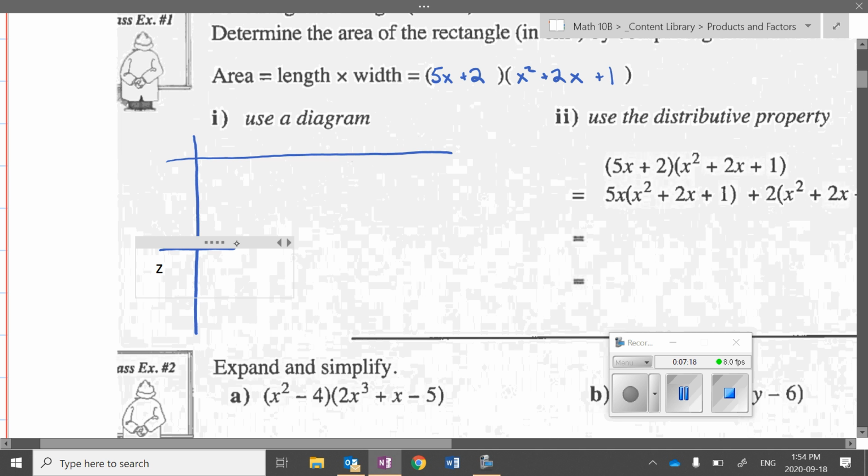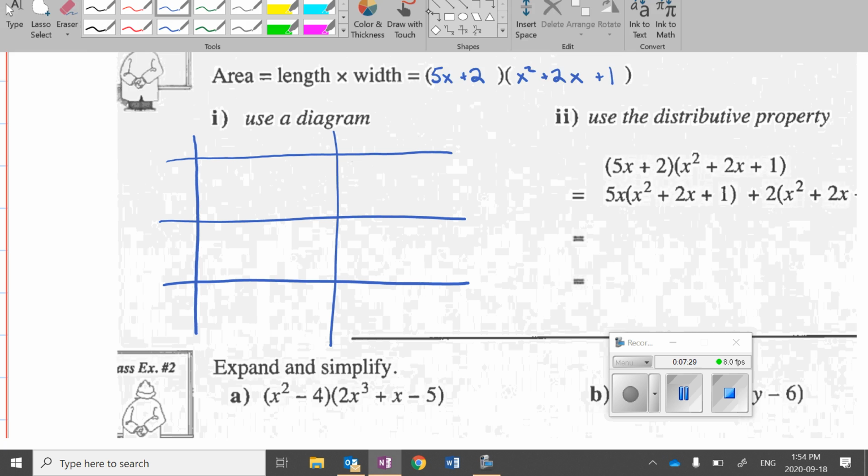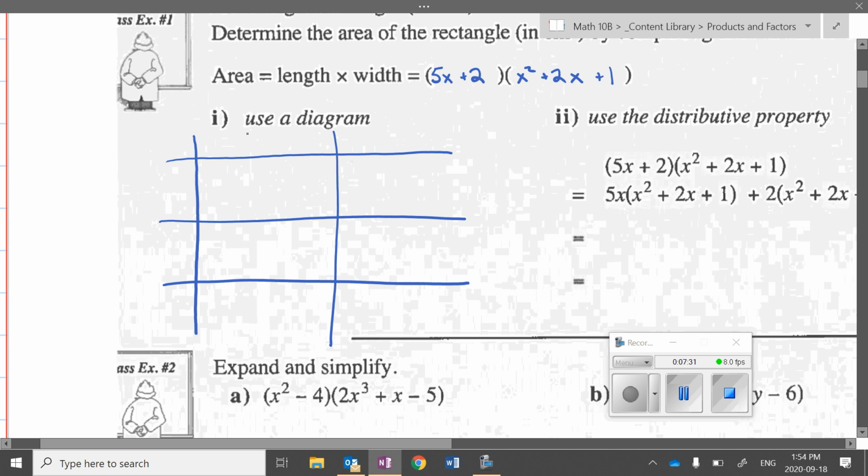So our area, oops. So I'm going to draw out my little table. So we're not doing, you could do tiles here. It would be really unfortunate and messy to do tiles, but you could, but this is that shortcut way. So I'm going to put my length here, 5x, my plus 2 here, so that term went up here, my x squared here, my 2x here, and my plus 1 here.